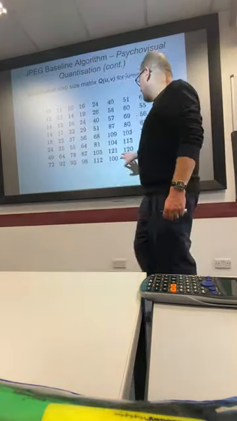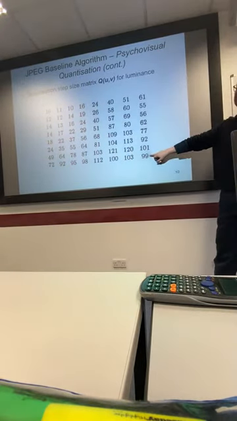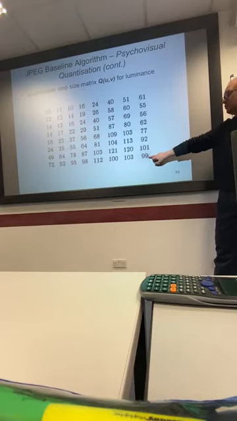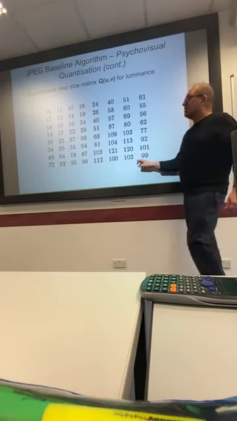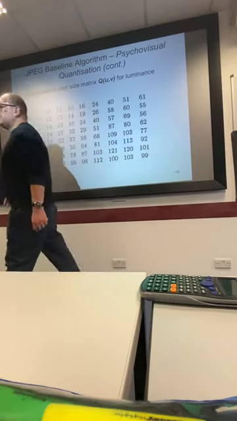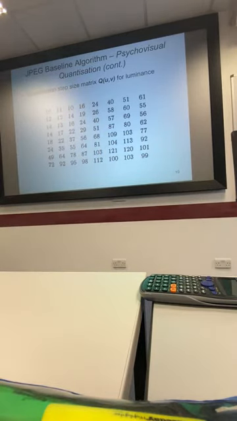That means quantization error on average is about half of the quantization step, so the quantization error here is about 50, and the quantization error here on average will be about 8. So you can see how big it is.